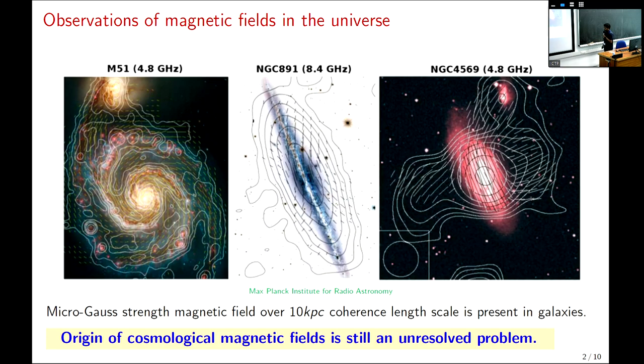Observations suggest that there is a microgauss strength magnetic field which is coherent over a kiloparsec scale, and we still don't have any understanding of the origin of magnetic fields. We do not have any compelling theoretical models to explain the origin of magnetic fields of such a large coherence length. But a well-accepted paradigm suggests that these magnetic fields are generated during inflation due to the quantum fluctuations of the gauge field, and later amplified due to the dynamo mechanism or an amplification process.